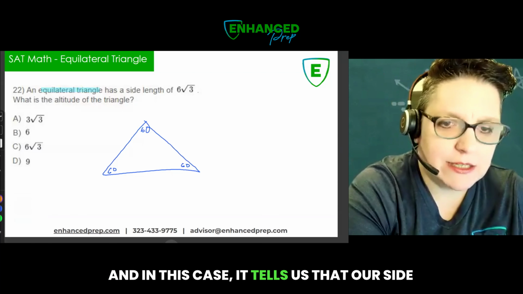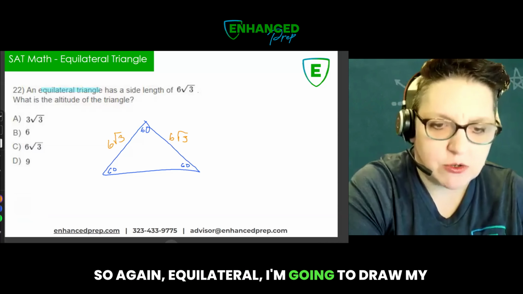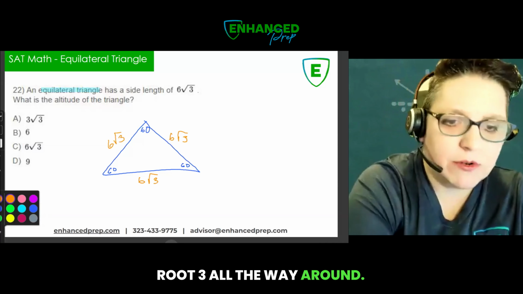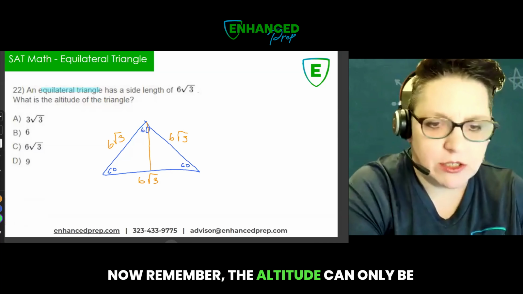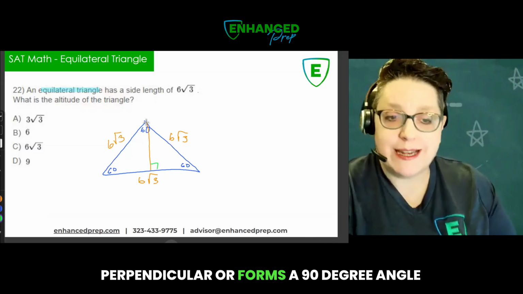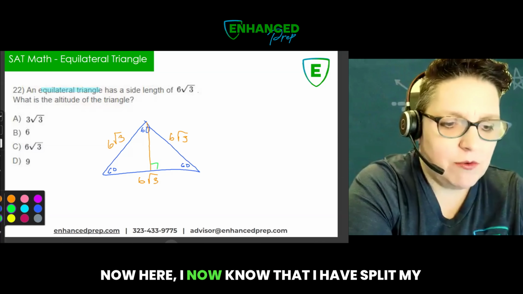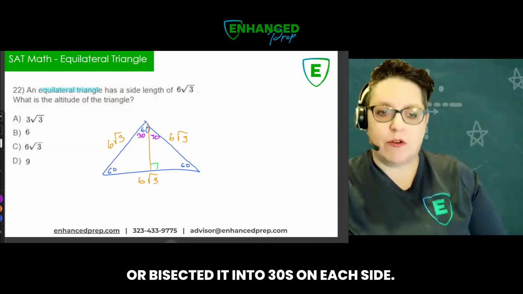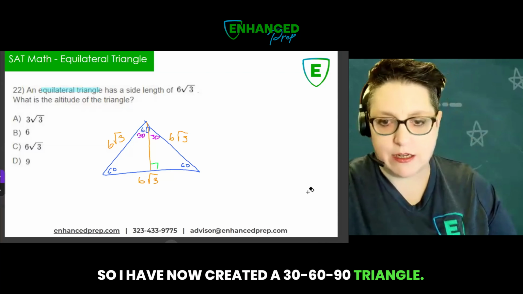And in this case, it tells us that our side length is 6 root 3. So again, equilateral, I'm going to draw my picture and I'm recognizing that this is 6 root 3 all the way around. And this question is asking me about my altitude. Now remember that altitude can only be considered the altitude if it is perpendicular or forms a 90-degree angle with the base. Now here, I now know that I have split my top, or bisected it, into 30s on each side. So I have now created a 30, 60, 90 triangle.